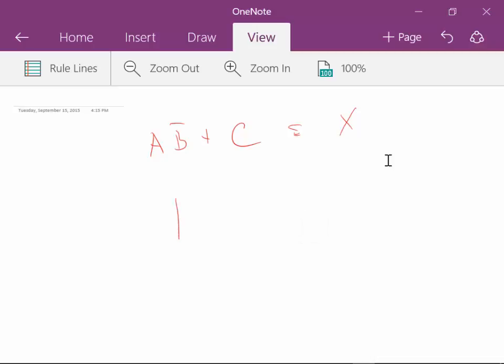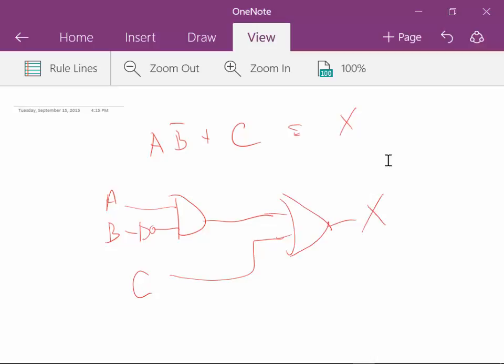First off, this is an AND gate. We have A going through here. We have B going through an inverter here. And then we have C here, and these go into an OR gate right there, with X as the output. That's how you would draw that circuit from the expression.